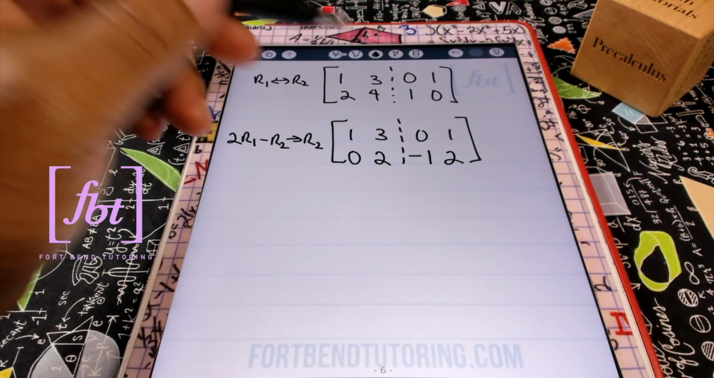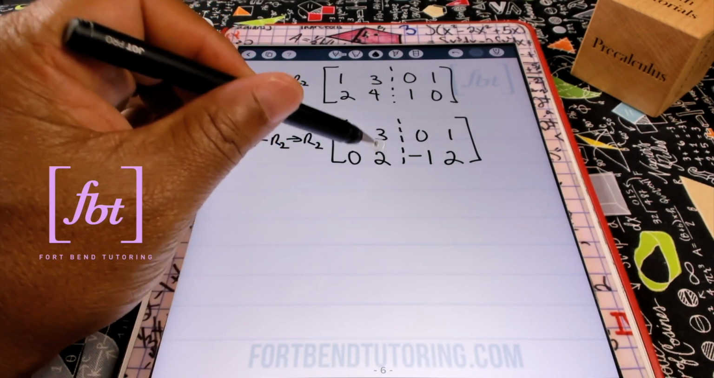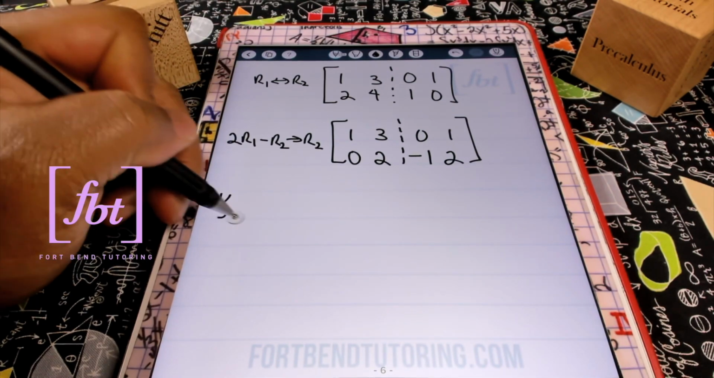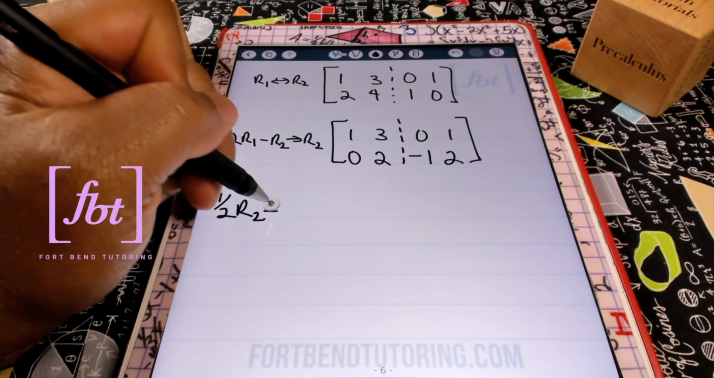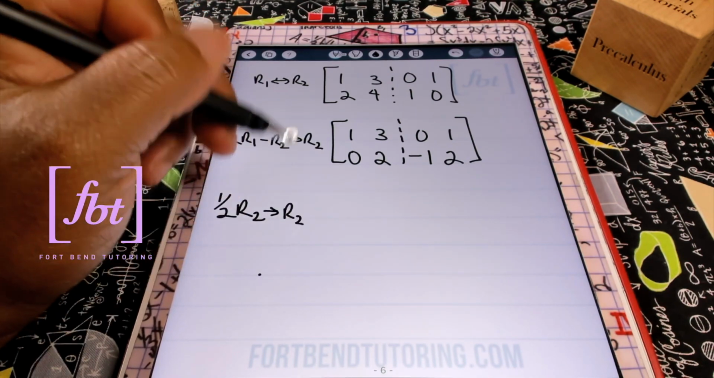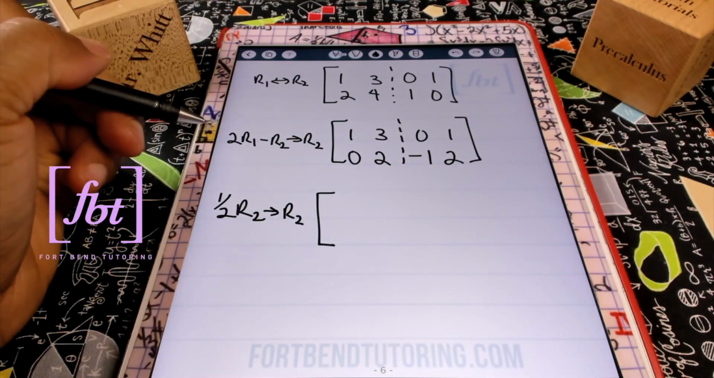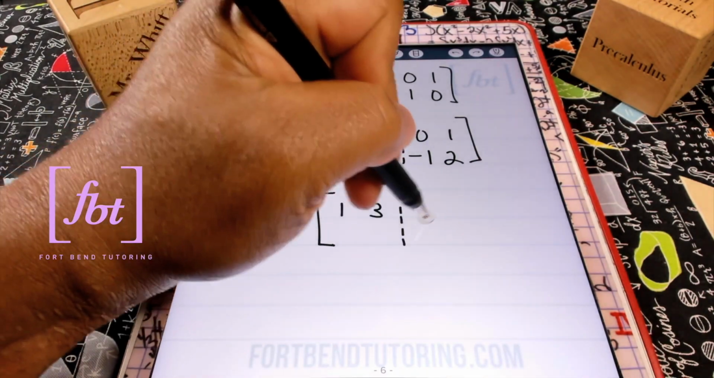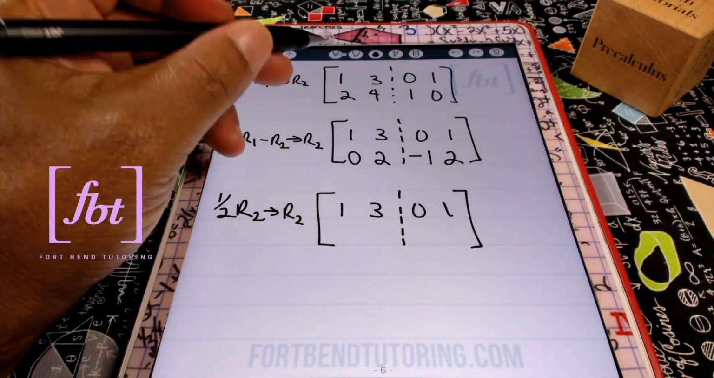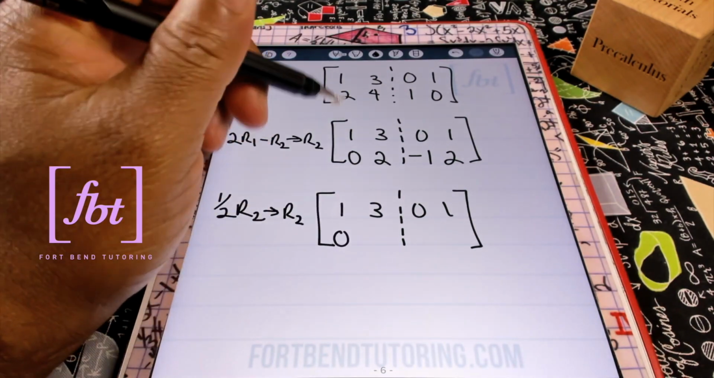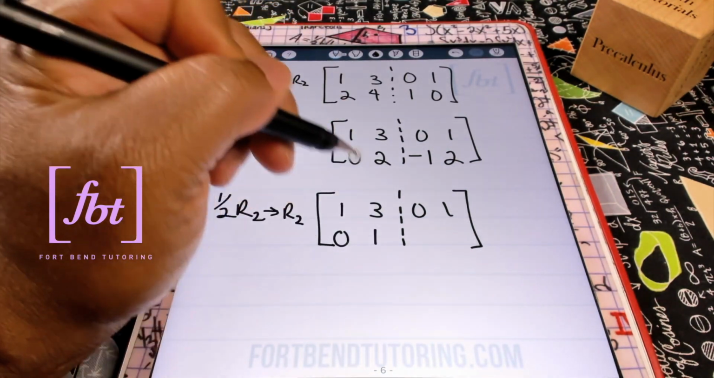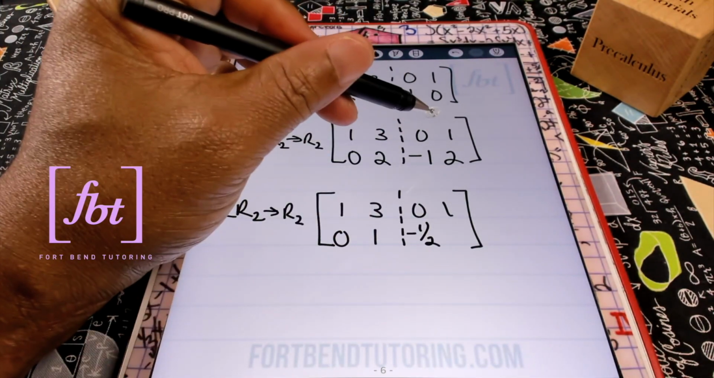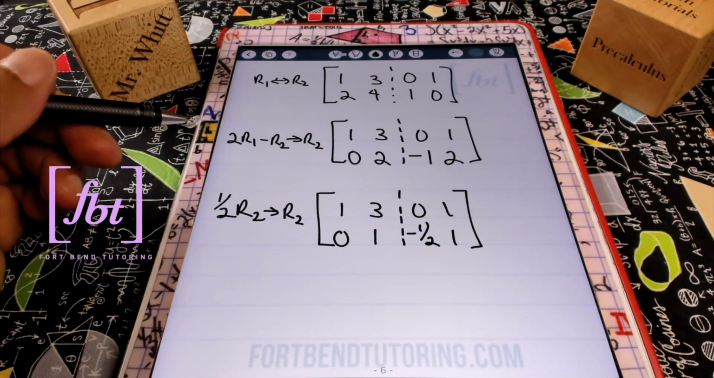From there, I'll want to get a 1 right here in the second row, second column. So I'll be taking half of row 2 and placing the result in row 2. Since I won't be changing the first row again, we'll bring it down. We'll have 1, 3, and then 0, 1. All right? So taking half of 0 is 0. Taking half of 2 gives us 1. Taking half of negative 1 is negative 1 half. And then taking half of 2 gives you a result of 1.